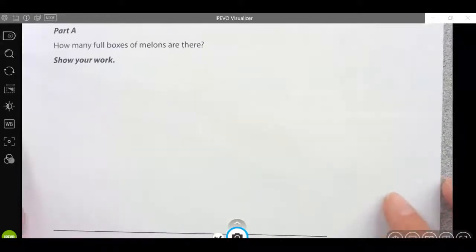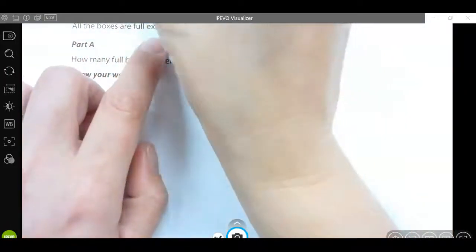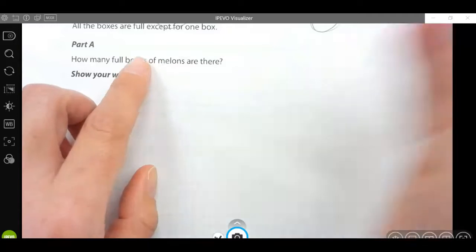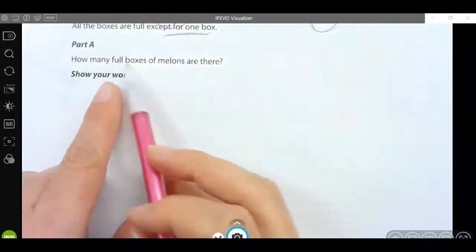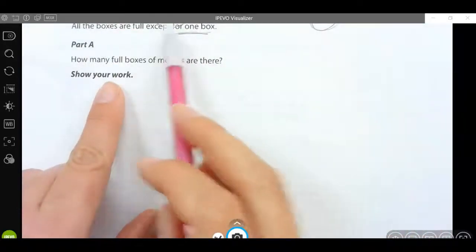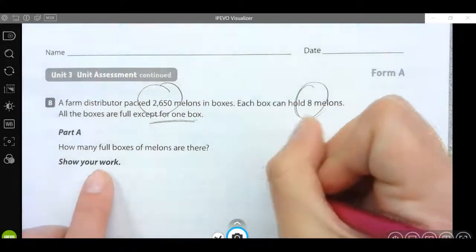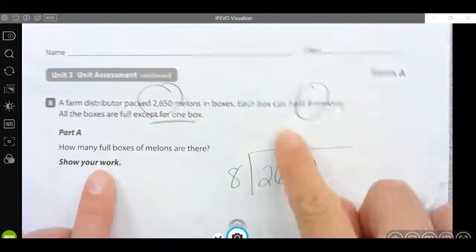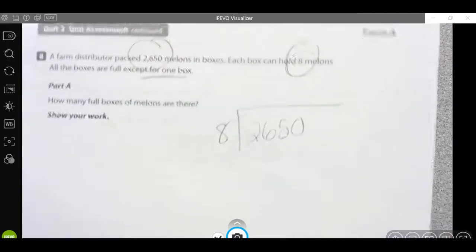We got time to talk about this very last page. A farm distributor packed 2,650 melons into boxes. Each box can hold 8 melons. All the boxes are full except for one box. How many full boxes are there? So what do we need to do? Are we multiplying or dividing? Dividing, yes. There are 2,650 melons and 8 can go in a box. So we need to find out how many full boxes there are. Go ahead and work it out. This will be our last time because we're running out of time today for our lesson.